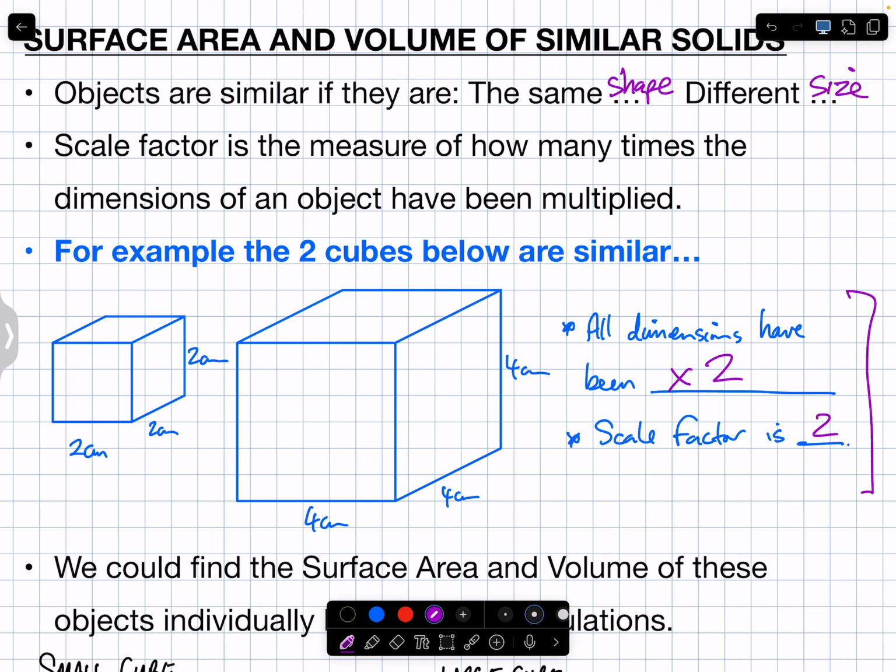Can I give you some moments to get that down? Because you're going to be hammering the idea of scale factor in this assignment.